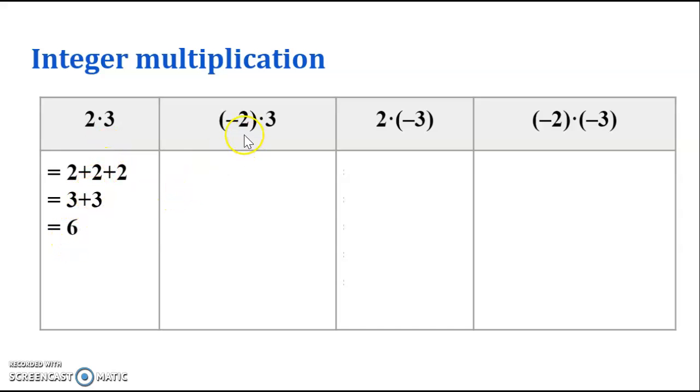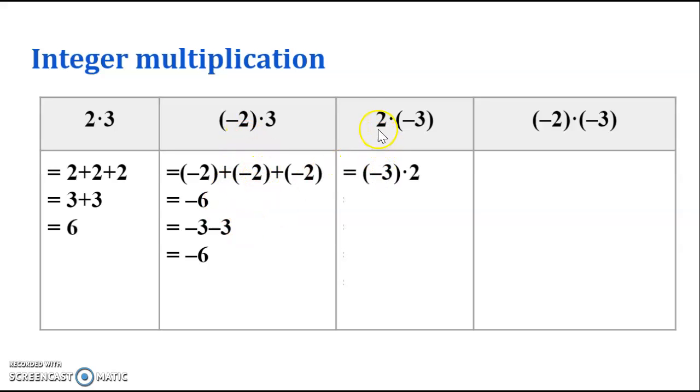What about this? Well, with the same logic, this is just a repeated addition of -2 3 times. So it's going to be -2 plus -2 plus -2, which is -6. Okay, what about this one? 2 times -3. Well, it's kind of hard to think of there being -3 groups of 2.